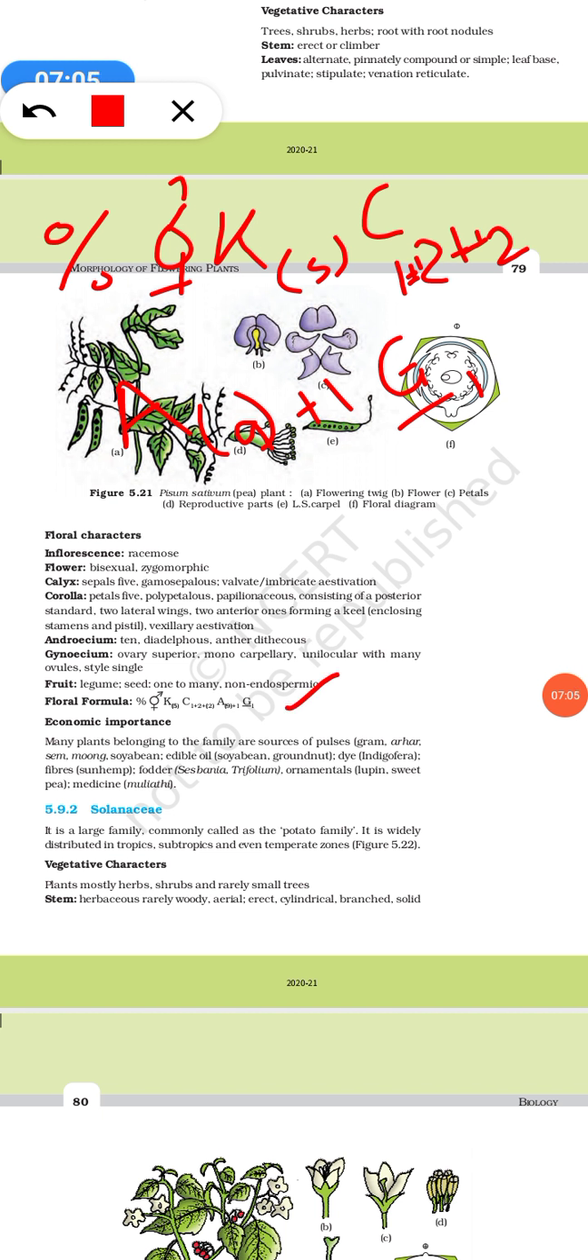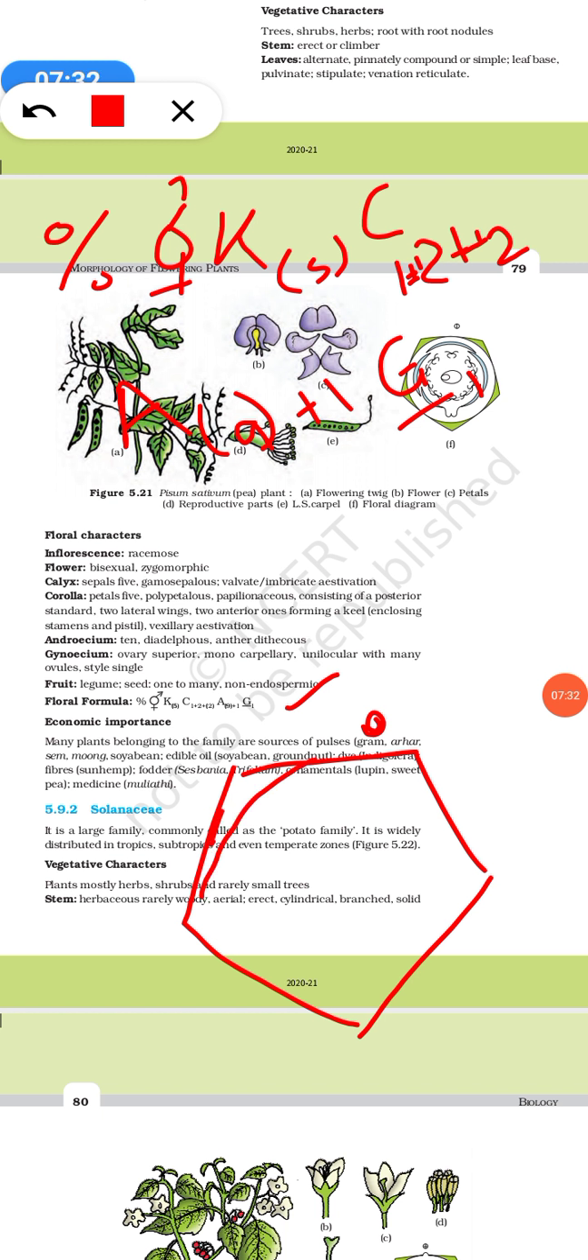See, the floral formula is also given. Now based on these details, I can also draw the floral diagram. I will be starting from the calyx. I will take the reference and then draw the calyx, and it is telling that it is fused, right? So I will have it as fused.